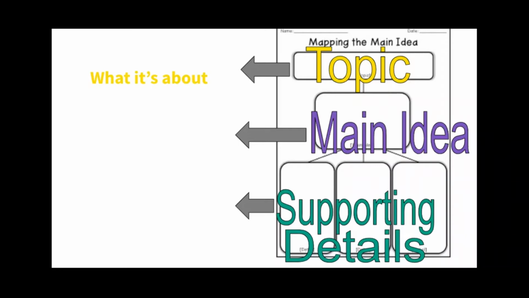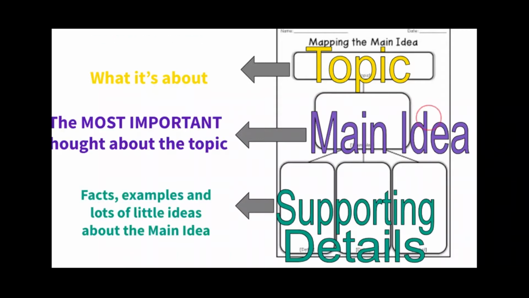A topic is what something is all about. It's a very big idea. The main idea is the most important thought about a topic, something specific about that topic that you're about to learn about. Supporting details are facts, examples, and lots of little ideas about the main idea. Now that might seem like a lot to remember right now, but by the time this video is done, you're going to have a lot of great examples of topics, main ideas, and details as well. All right, let's get started with our first activity.